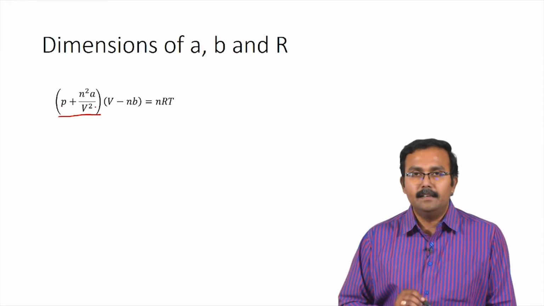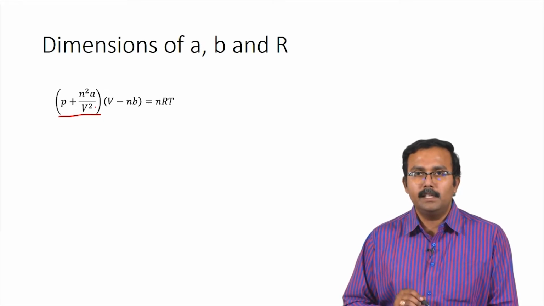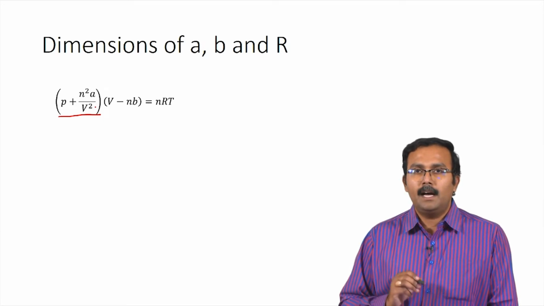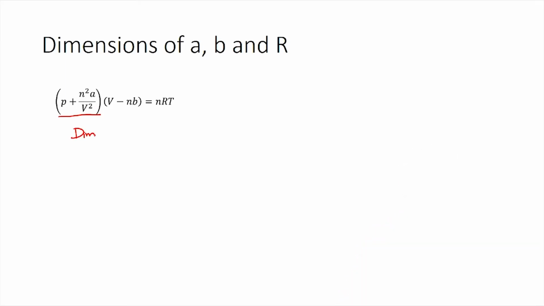These two are added. Based on our rules for dimensional homogeneity, any additive term has to have the same dimensions, which means the dimensions of P should be the same as the dimensions of the second term, which is n squared A divided by V squared. So, let us try and identify the dimensions of P, which is pressure.